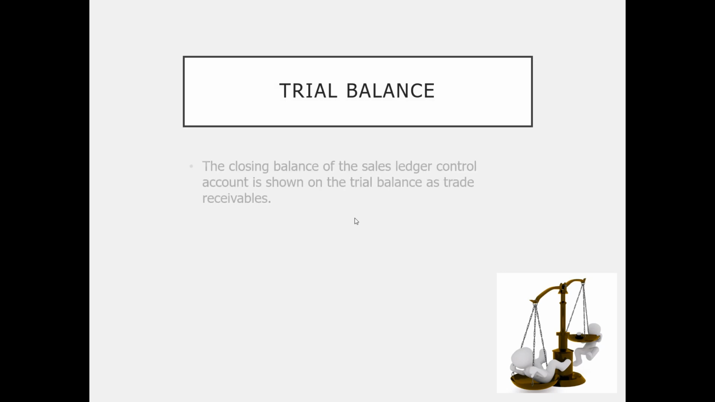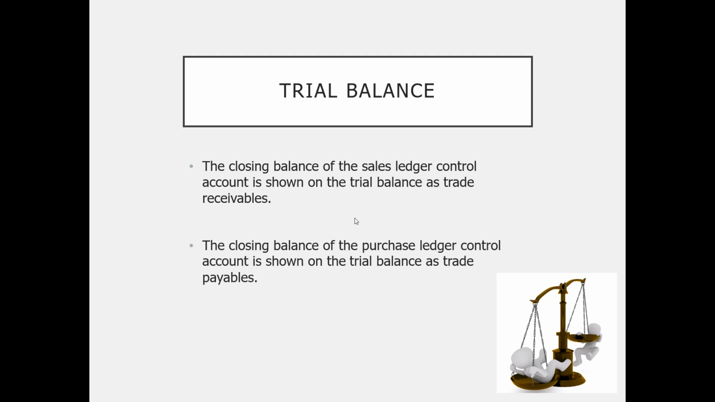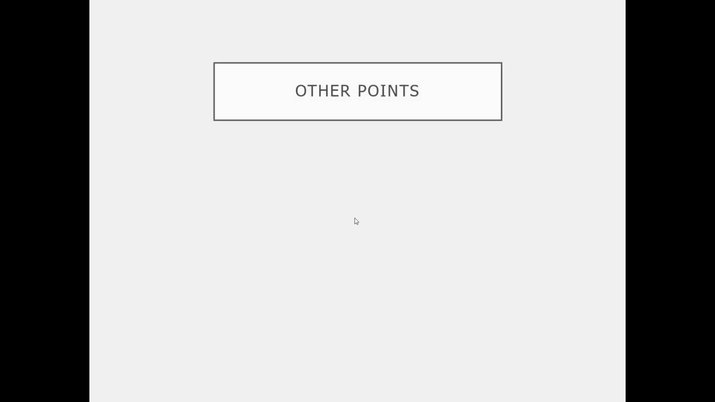So the trial balance, just to mention that, the closing balance on the sales ledger control account can be taken to trade receivables on the trial balance, and the closing balance on the purchase ledger control account is going to be shown on the trial balance as trade payables. That's provided we've reconciled it, so we should do the control accounts prior to assembling our trial balance, just to make sure that the figures are correct there.